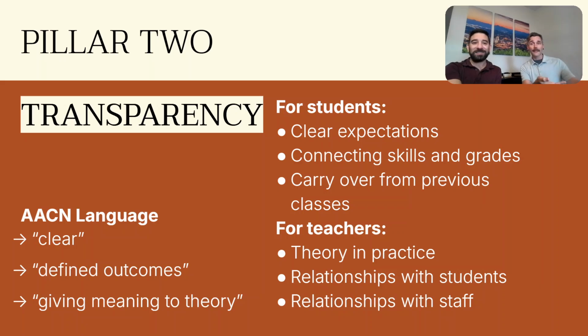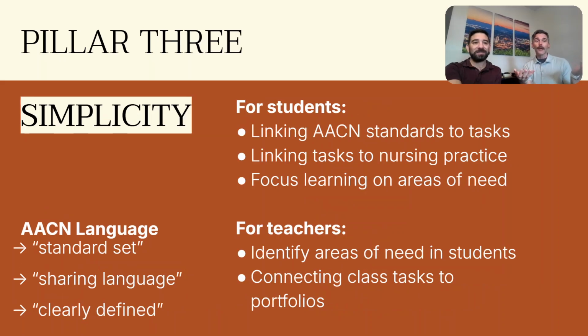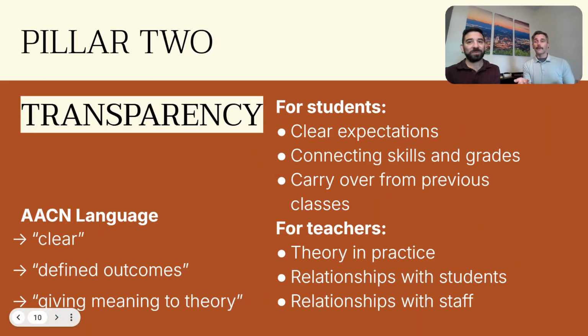So let's go over to AACN for a second. What do they say about all this? Well, let's go back for 1 second there, Dave. They want things to be clear, right? Their competencies are clear, their objectives are clear, and they lay it out for us. So why shouldn't we as well? Those defined outcomes that are there for us, they show us what the competency looks like at the end of the course. And again, that gives meaning to theory.